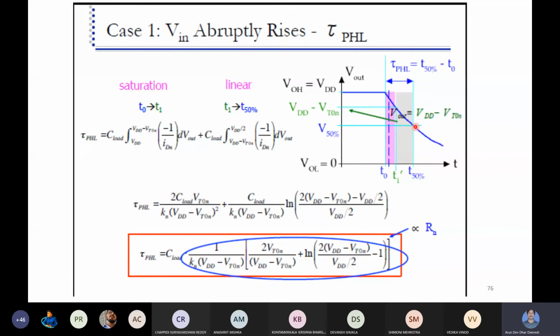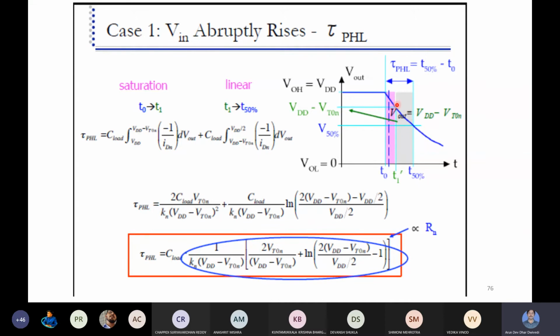So if we consider all this from high to the 50% point, what is the situation? That is T 50% minus T naught. This is the time we are calculating, and it is defined as TPHL. During calculation of TPHL, another time in between, T1 dash, is coming. So we calculate this T1 dash, then T 50% and T naught, everything we are going through.